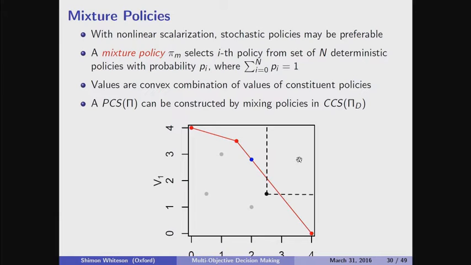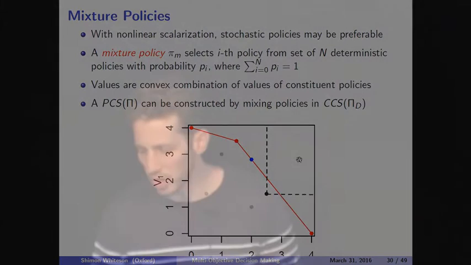Okay, what about if we have stochastic policies and a monotonically increasing scalarization function? Because we have a nonlinear scalarization function, stochastic policies may actually be preferable. So what can we do about that? We can reason about what we call mixture policies. And what is a mixture policy? It takes a set of n deterministic policies and assigns a probability to each one. Then when the policy is executed, we just sample from the resulting probability distribution and execute the corresponding deterministic policy. So this mixture policy has value that's a convex combination of the value of the constituent policies.